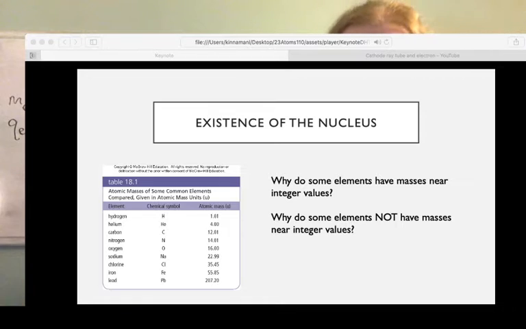Hydrogen has a mass of 1. Helium, a mass of 4. Carbon has a mass of 12. Nitrogen, 14. Oxygen, 16. Okay, so far this makes sense.